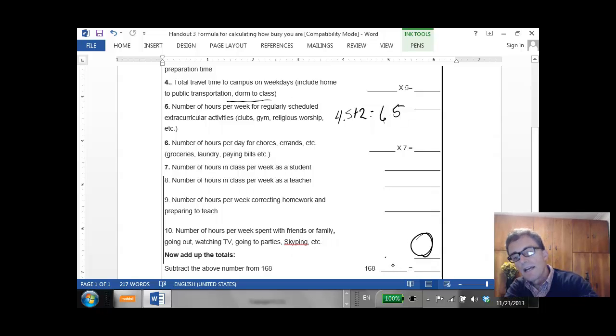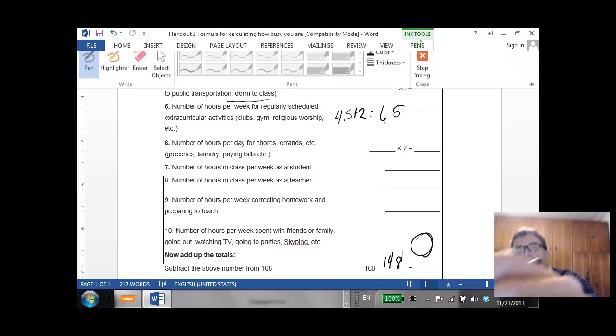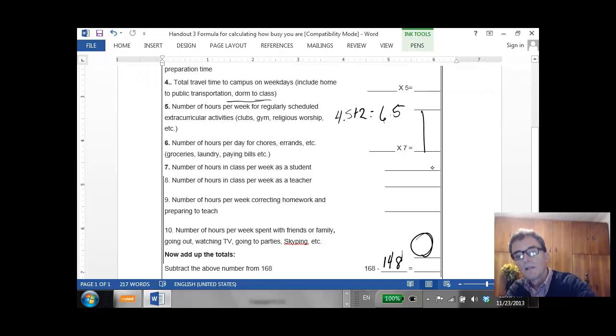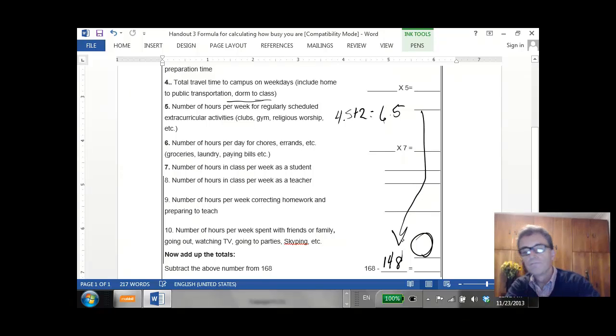So let's say I have 148 hours in total. So you want to take the total from here, this total here, and put it here. And this will give you the remainder, 20 hours. This remainder is what you're going to work with in the handout, in handout number 4. So you need that number, it's important.